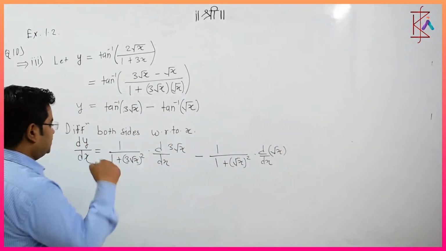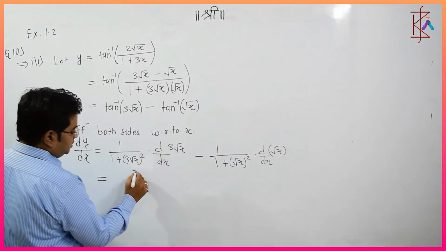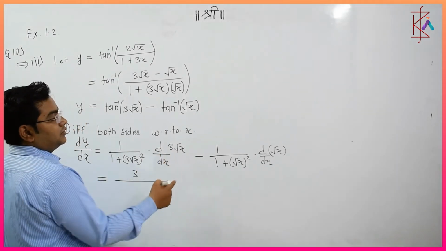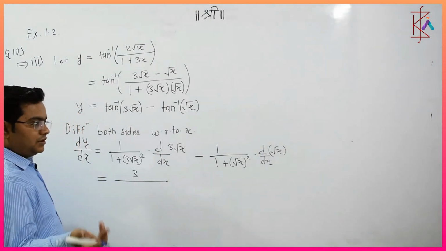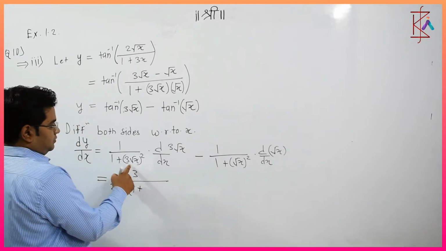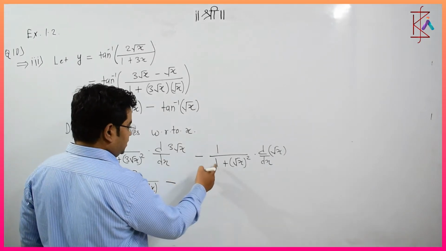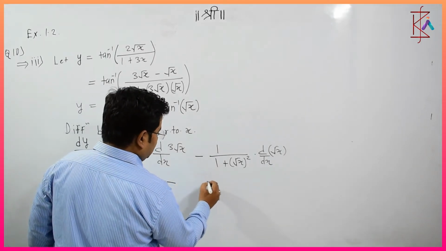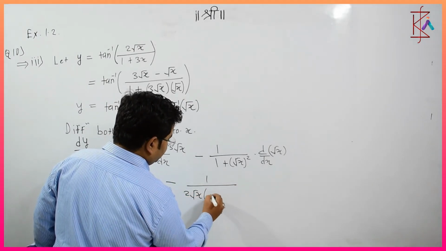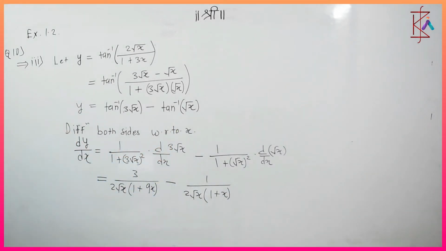So we need to differentiate it. Now what is the differentiation of this? This differentiation is nothing but 3 into, what is the derivative of under root x? It is nothing but 1 upon 2 under root x. So 2 under root x into 1 plus, what is the square of this? 9x only. Hope you got it. Minus, what is the derivative of this? This is nothing but 1 upon 2 under root x into 1 plus x. That's it. This is the final answer for this question.